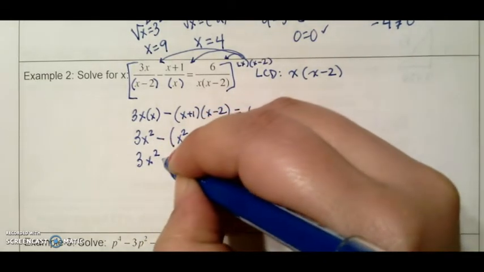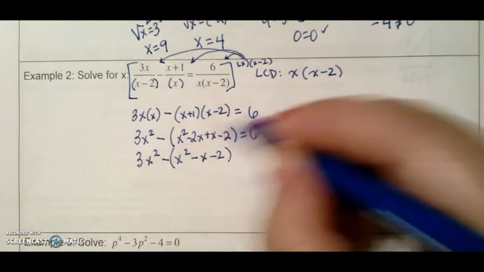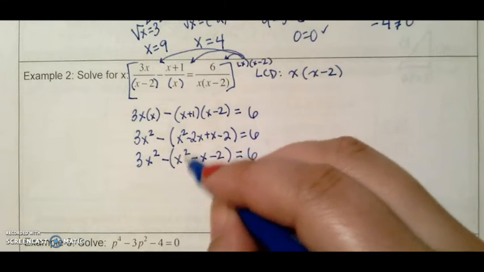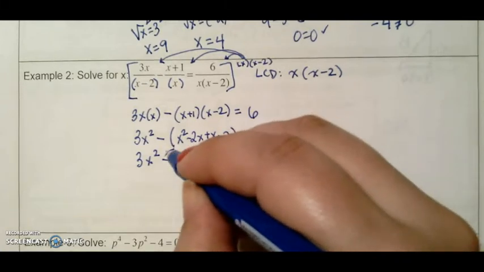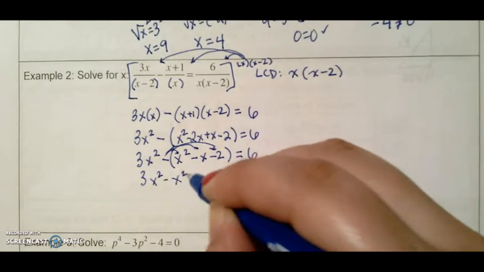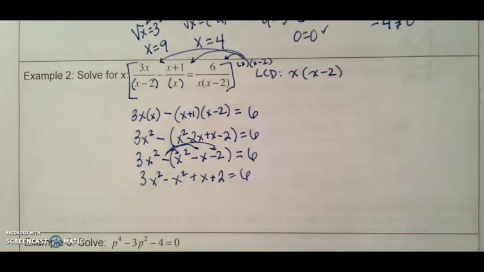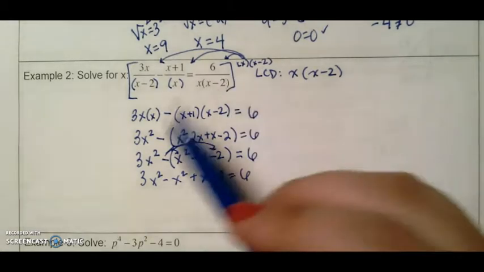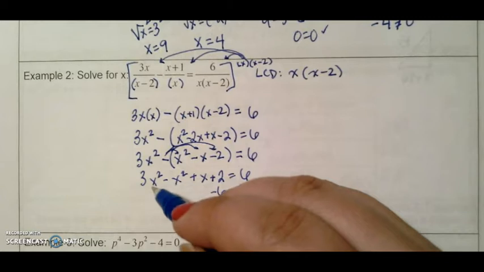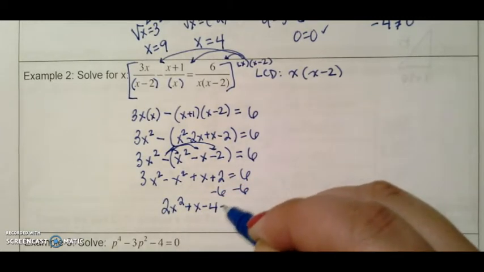Simplifying, 3x squared minus x squared minus x minus 2 equals 6. And then distributing that negative, I'm subtracting the whole polynomial. So if I distribute the negative, I have 3x squared minus x squared plus x plus 2 equals 6. And then we want to get this into the form where we can solve. So I'm going to combine like terms and subtract 6. So I have 3 minus 1 is 2x squared plus x minus 4 equals 0.